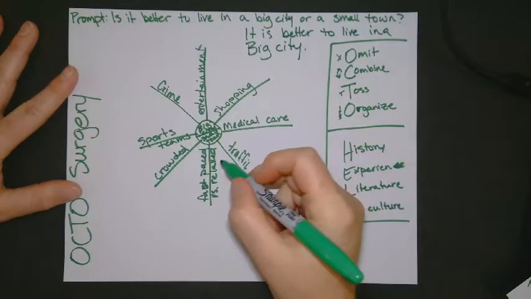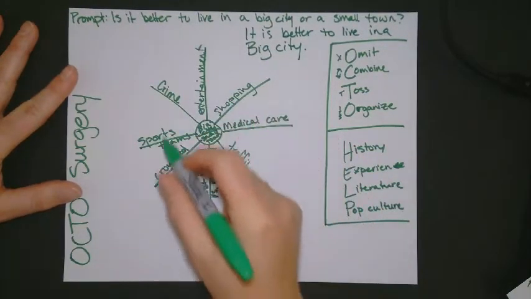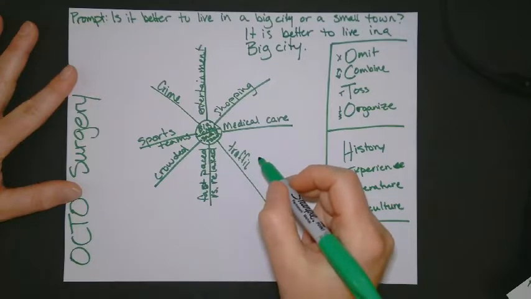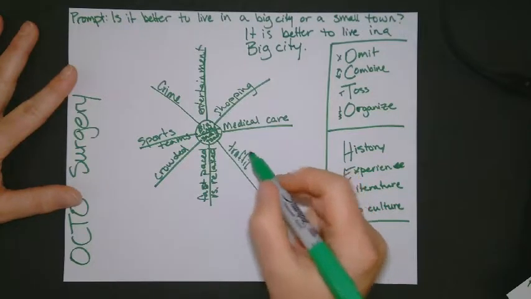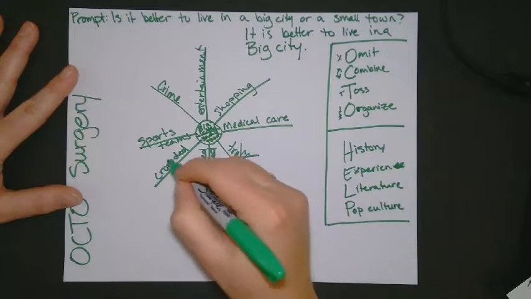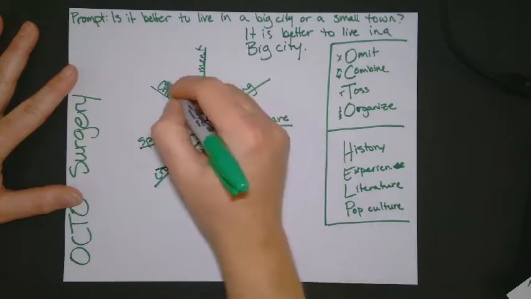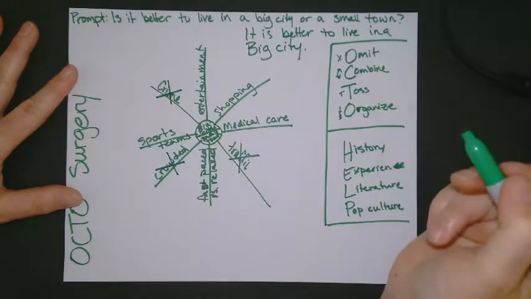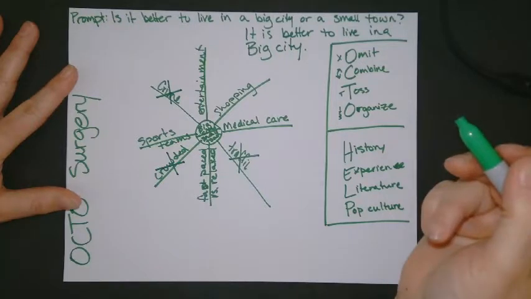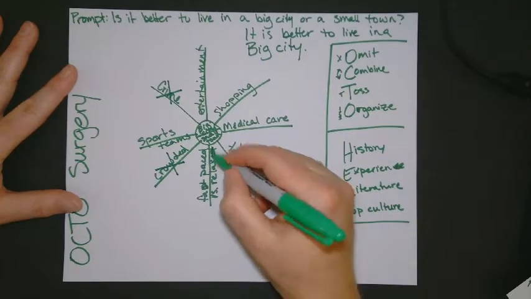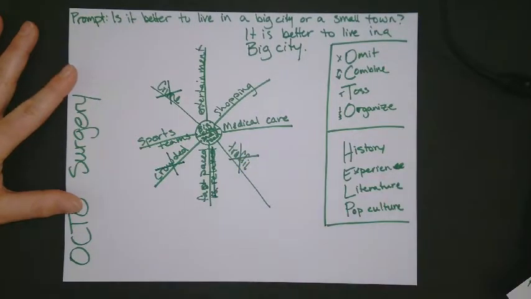And then, my first step is to omit. I'm going to omit anything that doesn't support the idea that a big city is better. So I'm going to get rid of traffic, crowds, and crime, because these things are talking me out of moving into a big city. And it's definitely not relaxed in a big city, so we're going to go with fast pace for that one.